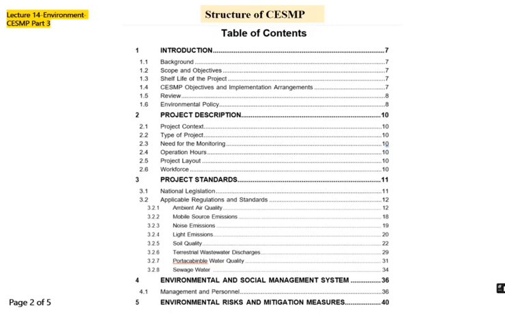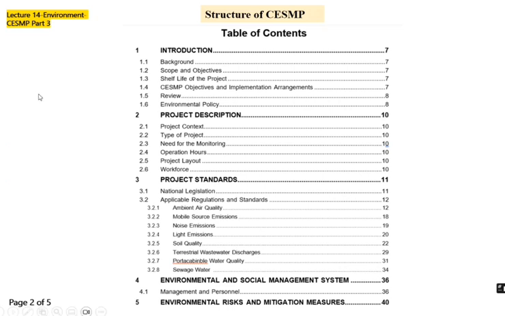We mention here what the duration of the project will be. After that, we have CSMP objectives and implementation arrangements, where we set the goals of the CSMP. Then review, meaning after how much time it will be reviewed, after 6 months or 1 year, like that.